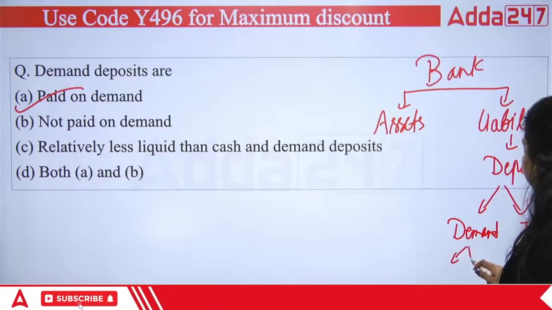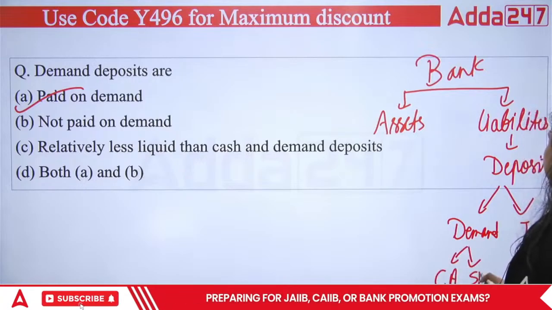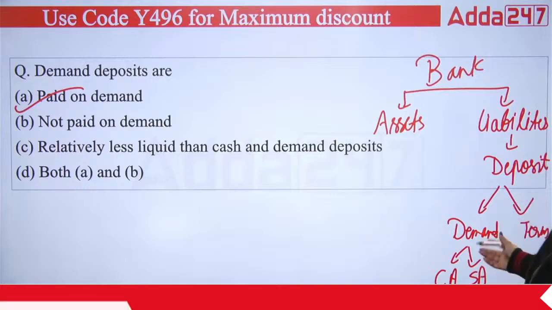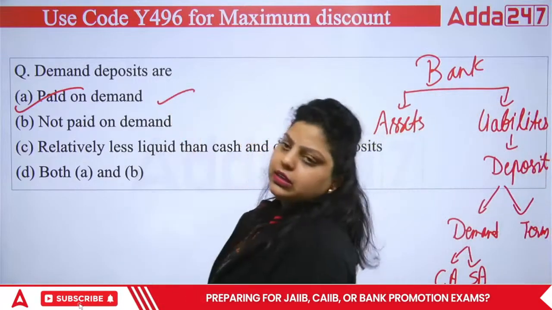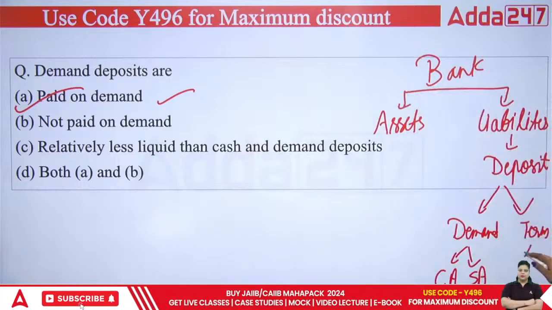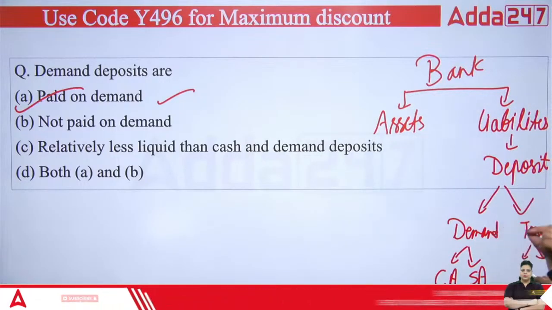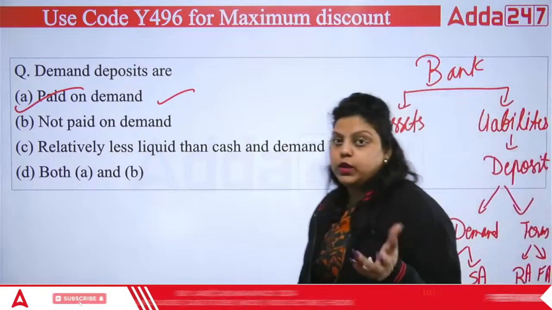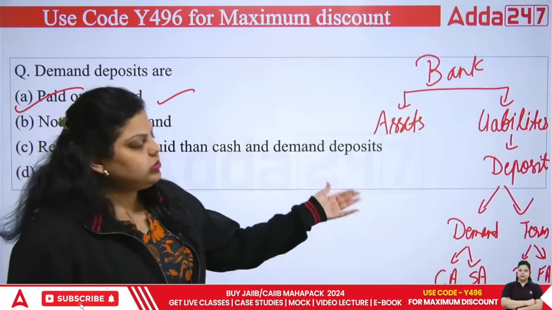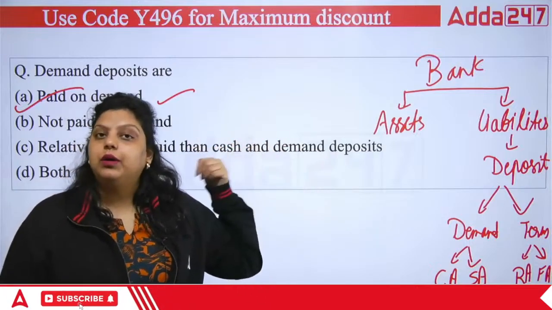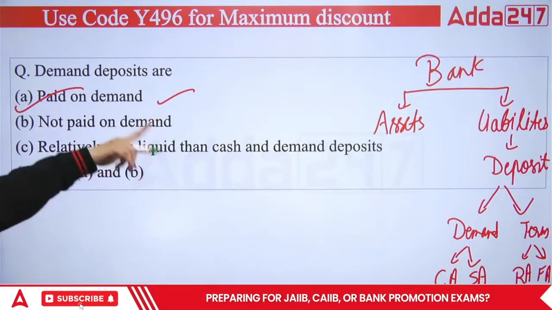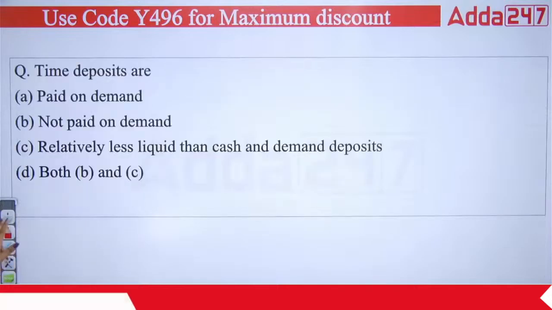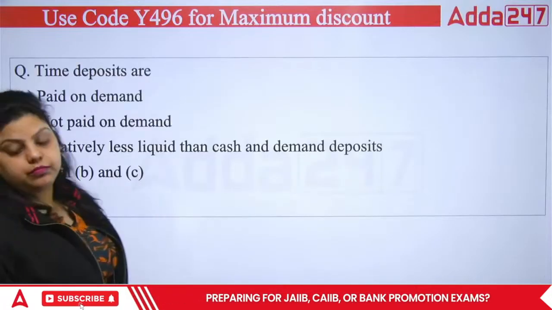Demand deposit is a type of account where a customer can deposit whenever the customer wants, and can withdraw whenever he or she wants. That's why it is named a demand deposit. It is paid on the demand of the customer. In case of term deposit or time deposit, the money is fixed for a particular time, and that is your recurring account and fixed account, or in general language, we use FD and RD for the same. So it's very obvious the demand deposit will be paid on demand. Do remember this as well. So the right answer we have is A. Next question. Next is saying that time deposits are which of the following?